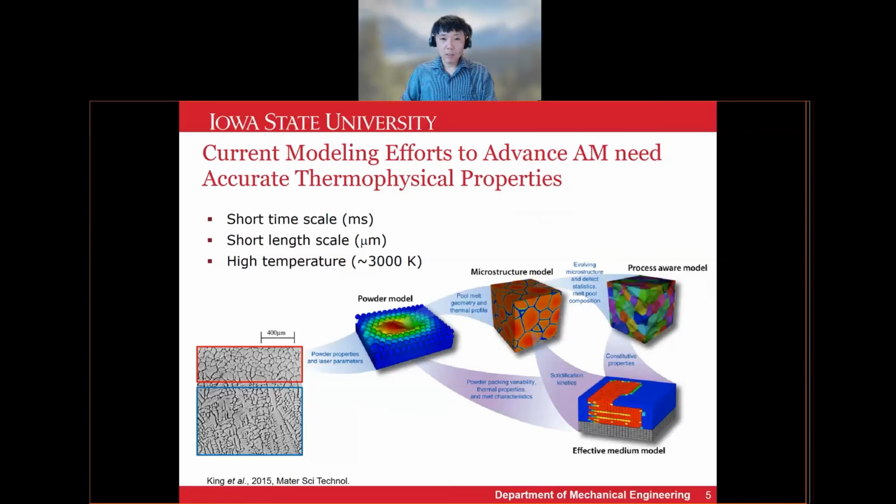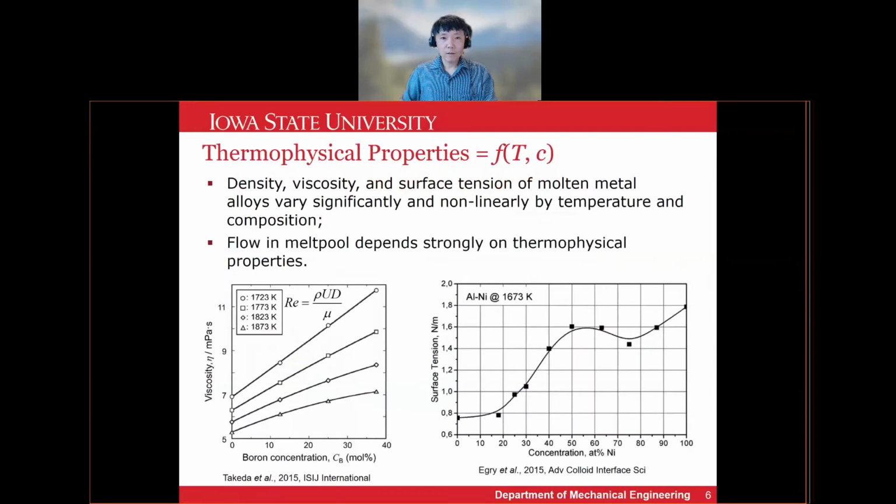Here's one example. These two plots show how the viscosity and surface tension of metal alloys vary as a function of temperature and composition. The figure on the left shows the viscosity of iron boron, which can vary by 100% depending on the composition and the temperature. If this variation in viscosity is not fully considered, the result of the melt pool flow model could be misleading.